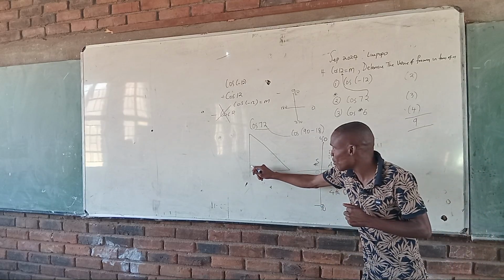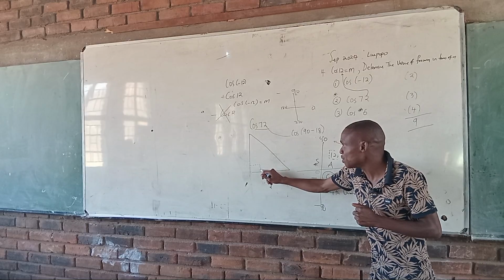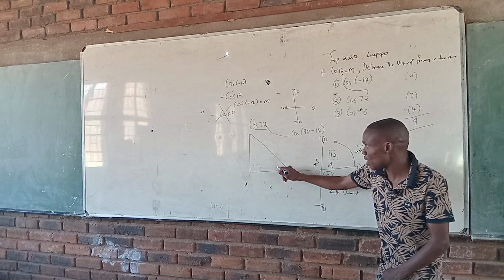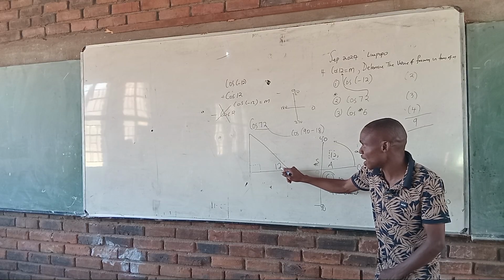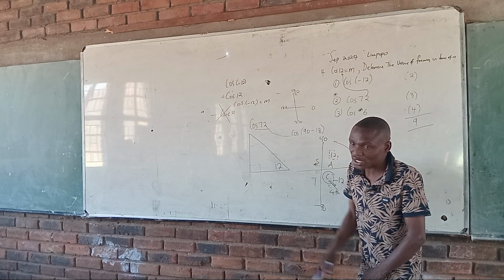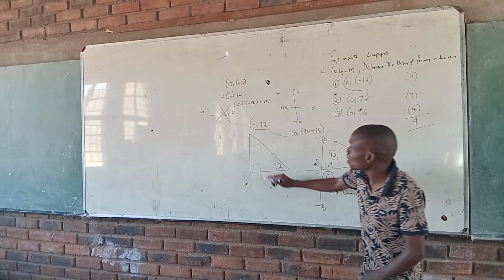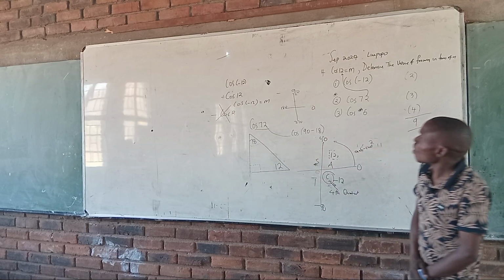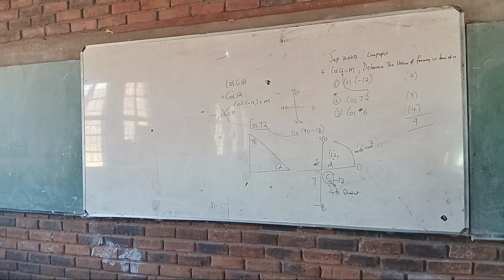The angle here is how much? 90. What is the angle here? 12. Yes, it's our reference angle. What is the angle here? It's how much? 78. Okay, so they gave me cos 12. 78.